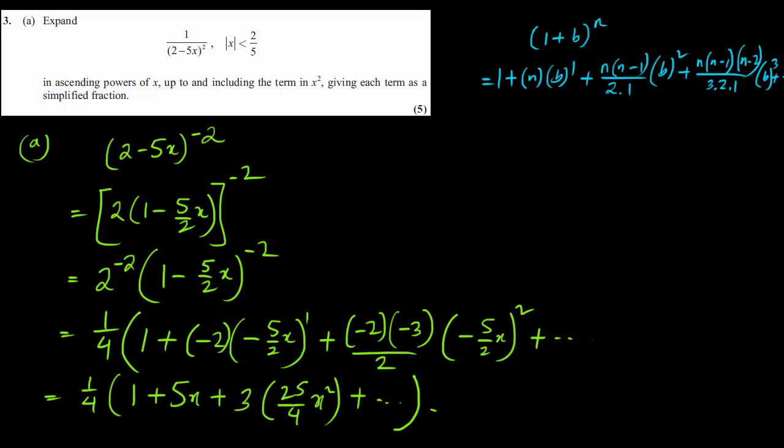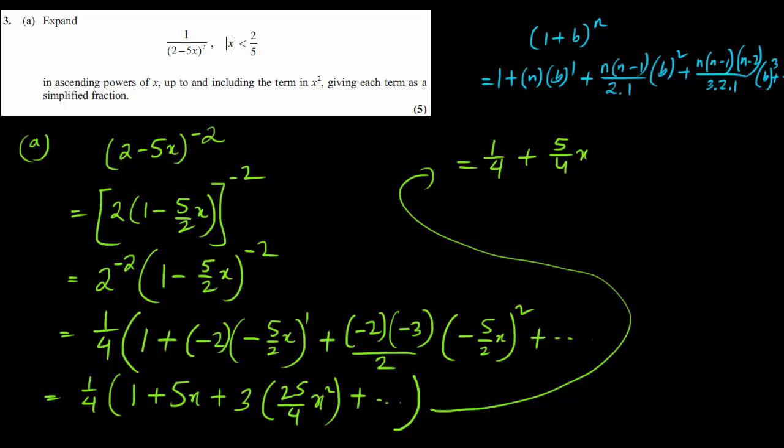So now let's write down the final answer. It would be 1 by 4 times 1 is 1 by 4, plus 1 by 4 times 5 is 5 by 4 x, plus 1 by 4 times this is going to be 75 by 16 x squared.